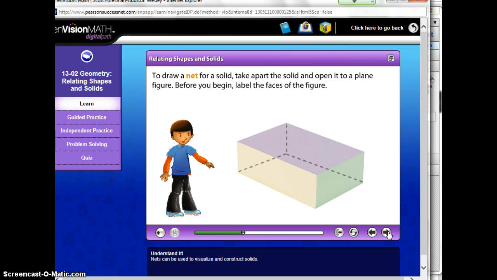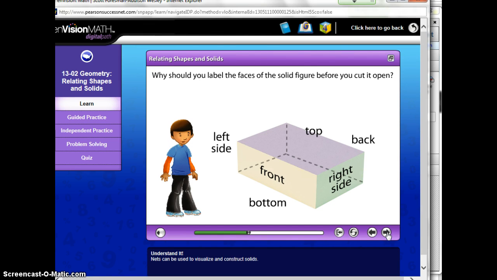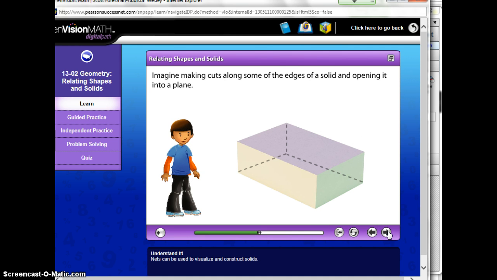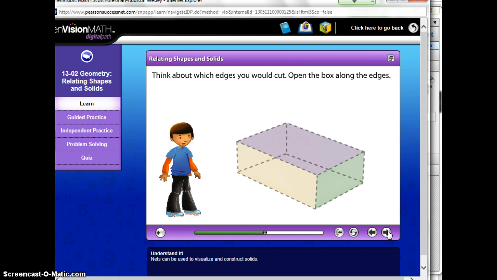Now, there are always corners. You draw dotted lines to represent those edges. It's a good idea to first label all the sides so you know which is which. Here's the top and the back, here's the right side and bottom, and so forth. If you label all your faces, then you won't forget which one is which. Now imagine making cuts along some of those edges and then opening it up. What might happen if you cut every dotted line?